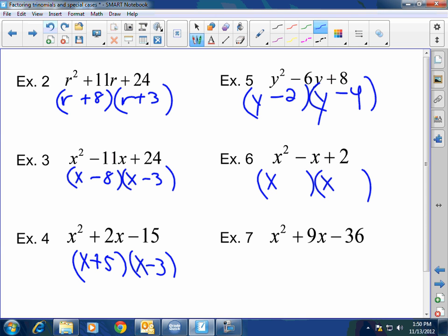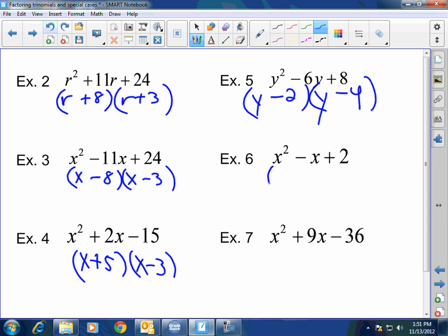1 and 1. Wrong. Negative 2 and 1. Negative 1 and 1. Negative 1 times negative 1 is not positive 2. Wrong. I'm positive. 1 times 1 is 1. There it is. Negative 2 and positive 1. Nope. How about positive 2 and minus 1? Is that going to work? No. This is not factorable, is it?